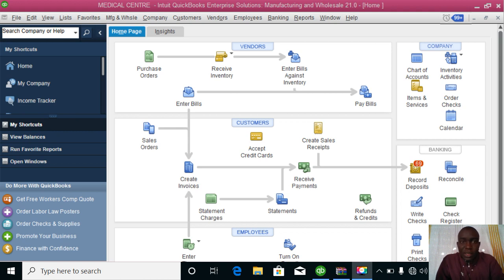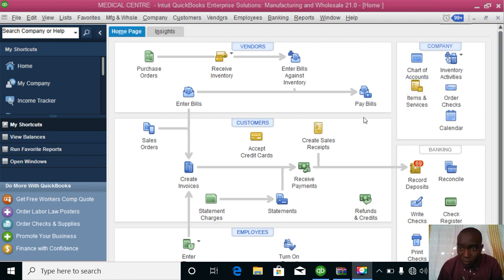So this is what I wanted to present to you, how the system looks. This is the interface of the system. When the system opens, this is the front page. Here, there are some important areas which we shall be using. Number one is this area called items and services.